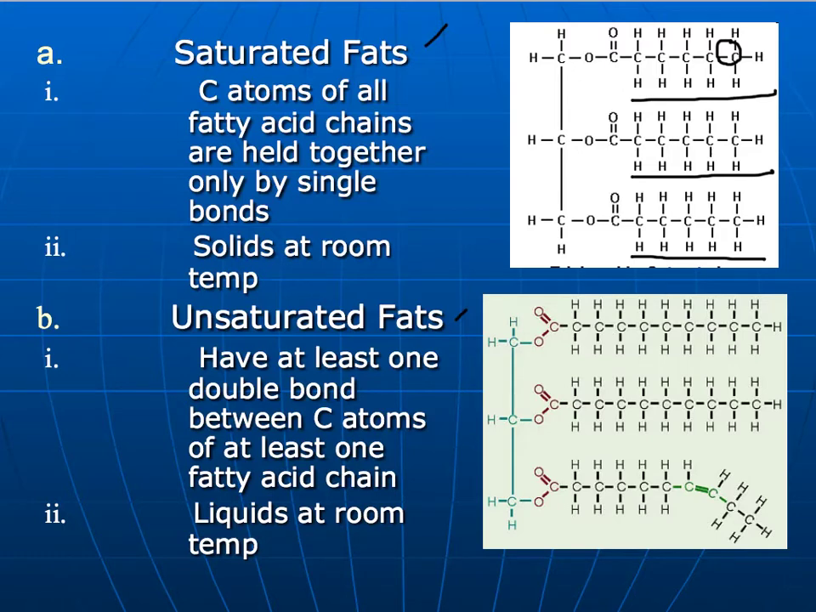Unsaturated fats, on the other hand, have at least one double bond between the carbon atoms in at least one of the chains, so I'm going to circle that for you right here. And again, that introduces some space between the fatty acid chains. It doesn't allow the fats to be quite as dense, and at room temperature, they are liquids. So think, again, olive oil, corn oil, things that you would classify as fat, but at room temp exists in a liquid state.